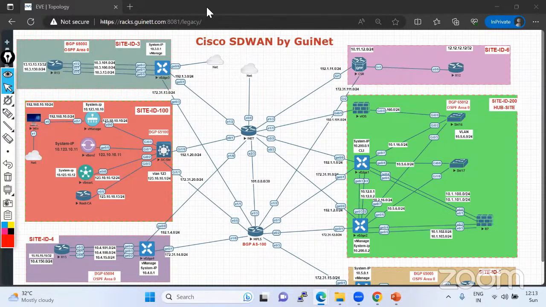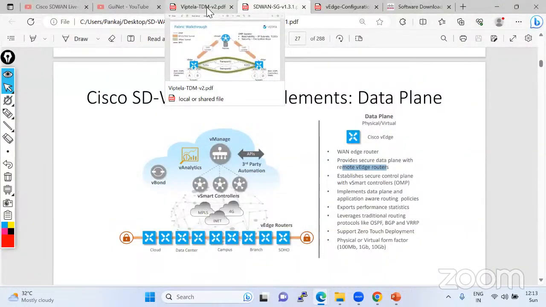We do the first half as theory, then we'll do the labs, and later on, once we have a very good understanding of the theoretical part after two or three classes, then probably we will go deeper into configuration and troubleshooting in the lab only, because this is the main thing. You just have to understand the lab part.